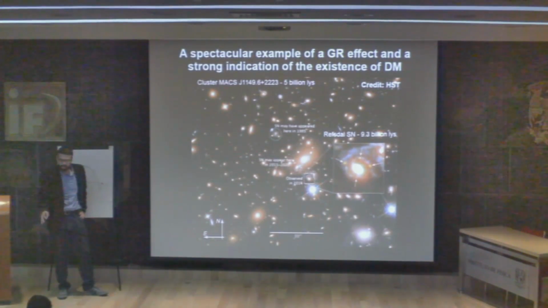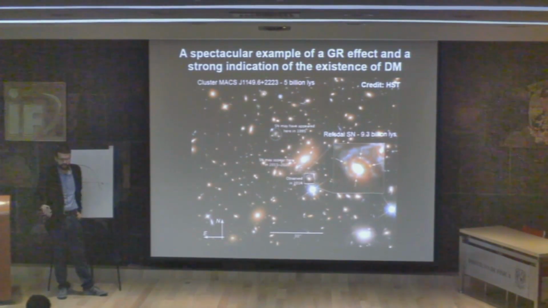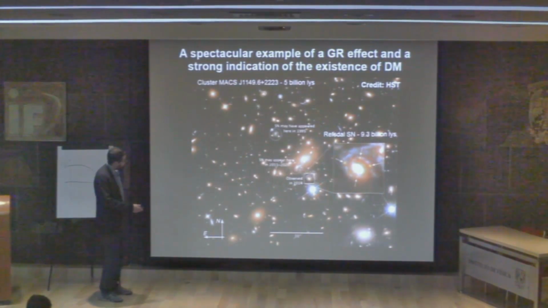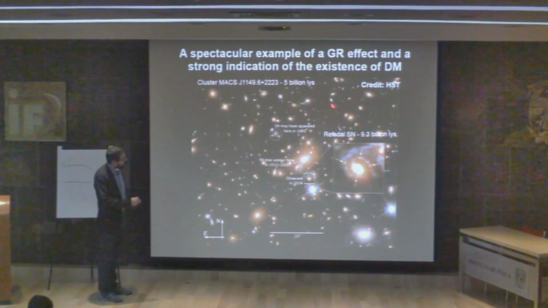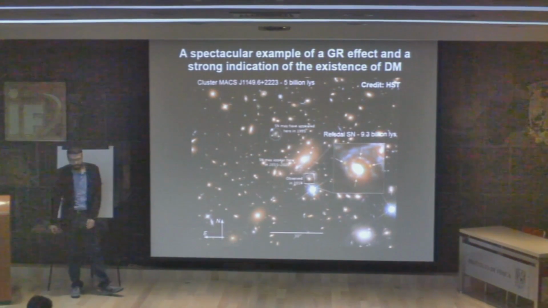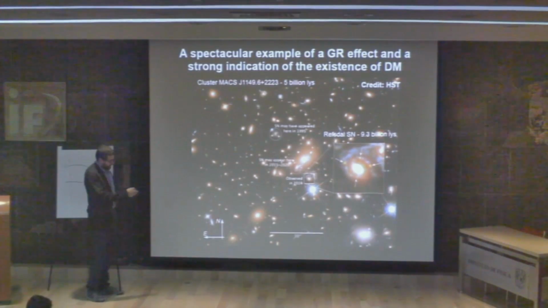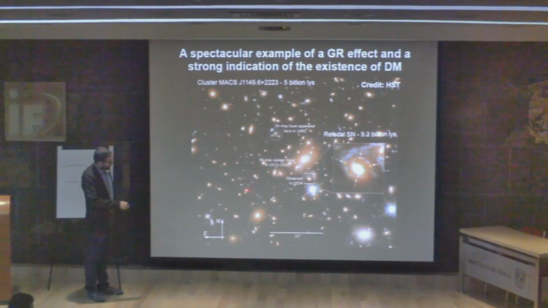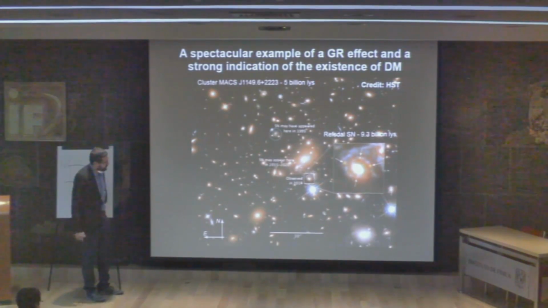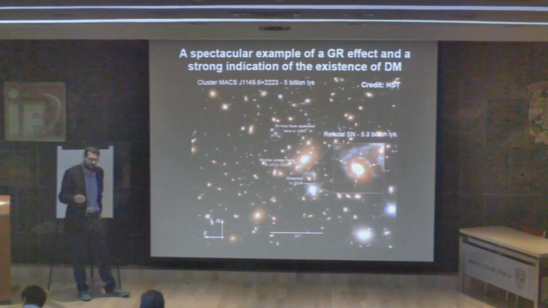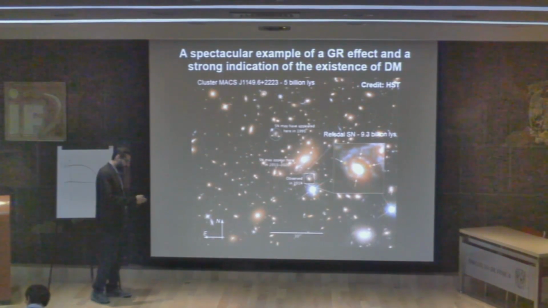In a single picture, you see a nice effect of GR, which is lensing, and you also see evidence of dark matter. This is a cluster of galaxies. Here, it is lensing the light coming from the background galaxies, creating weak lensing, distortions of the shapes of the galaxies, and it's also creating strong lensing. That means it's creating multiple images of the background galaxies.